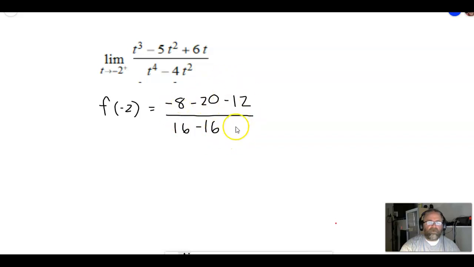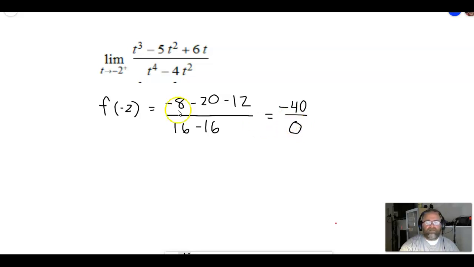All right. Now, when I look at that, I'm going to get some value on the top. It looks like -40. And I'm going to get a 0 on the bottom. Now, what does this mean? Well, it means that once we plug in the actual a value here, if I get a 0 on the bottom, and on the top I get something that is not equal to 0, like -40, that means I'm going to have a vertical asymptote at this point right here.